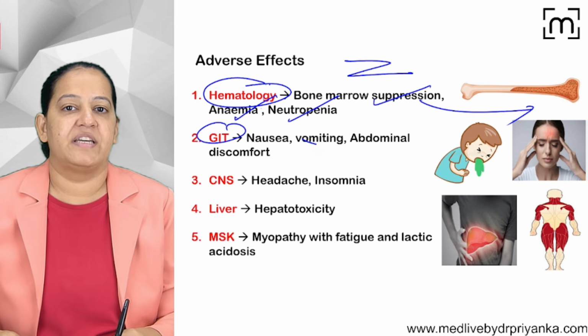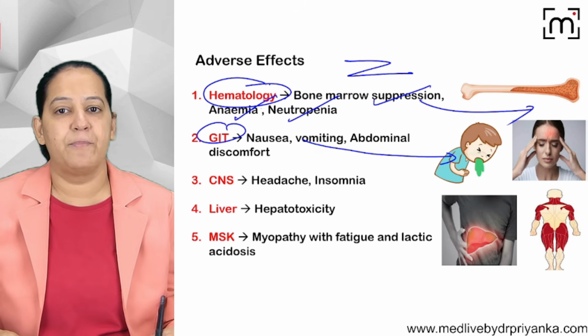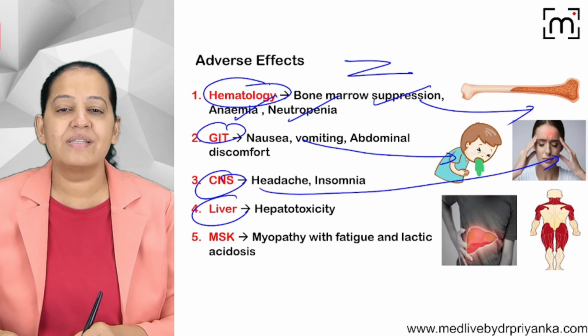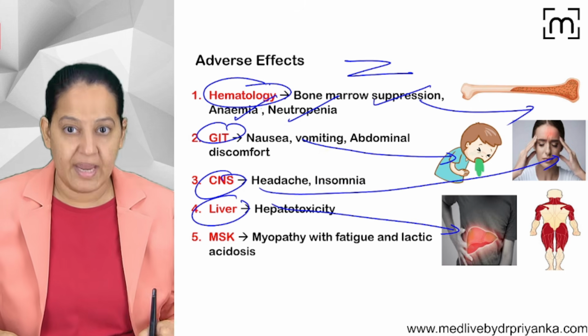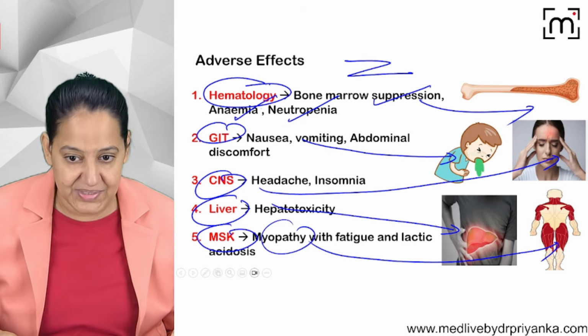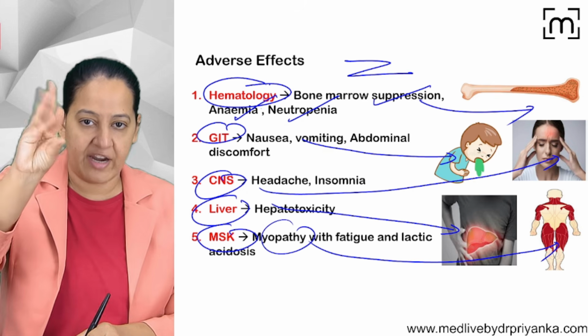The second is GIT. There is nausea, vomiting, abdominal discomfort. The third is CNS, headache and insomnia. Okay, the fourth is liver. It causes hepatotoxicity. And the fifth is musculoskeletal. It causes myopathy and lactic acidosis. So say the 5 adverse effects of Zidovudine.